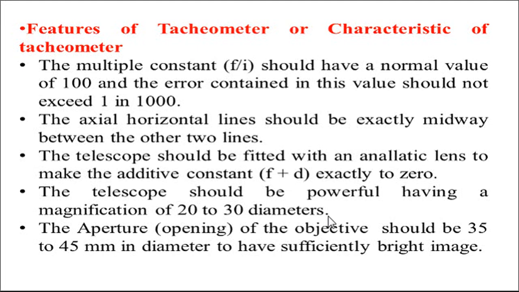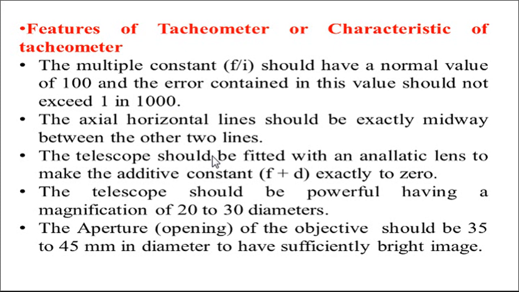If we consider the telescope of a tachometer, different lens systems are there. F upon I having a normal value of 100, called the multiplying constant, is one of the peculiarities or characteristics of the tachometer. Here F is the focal length of the lens used in the telescope, and I is the image. Then the second characteristic: the axial horizontal lines should be exactly midway between the other two.